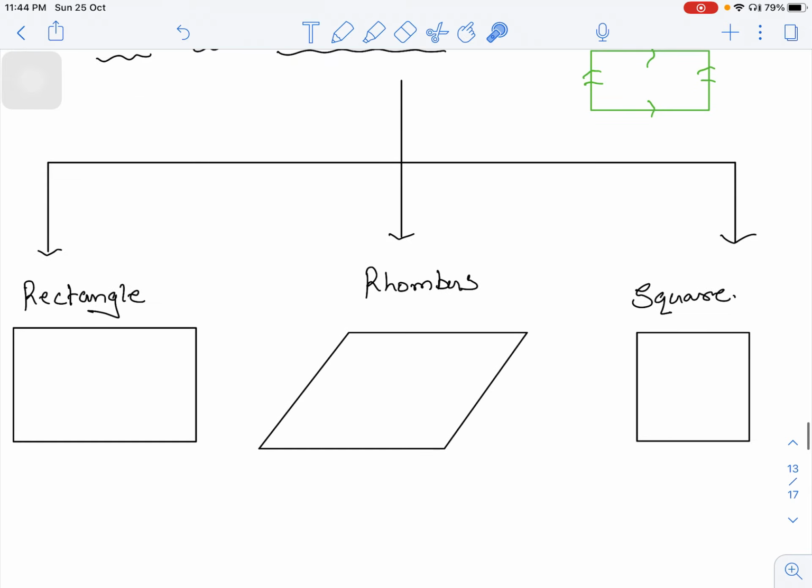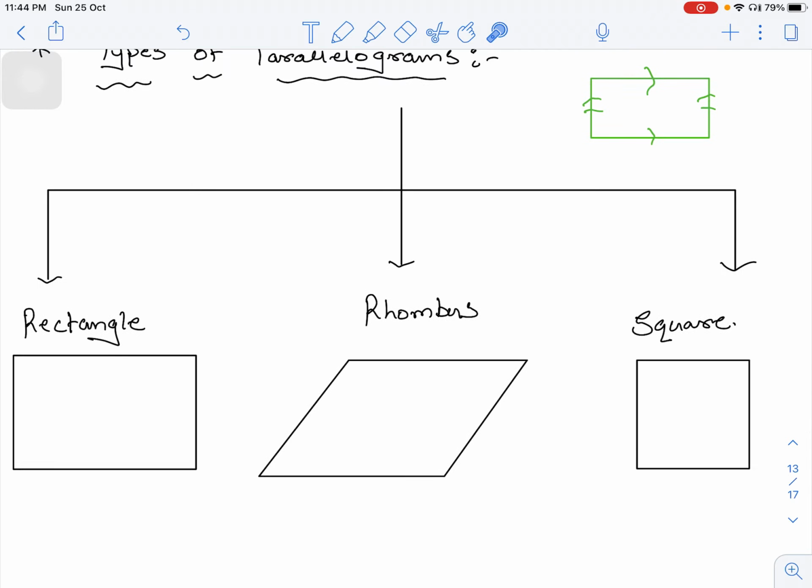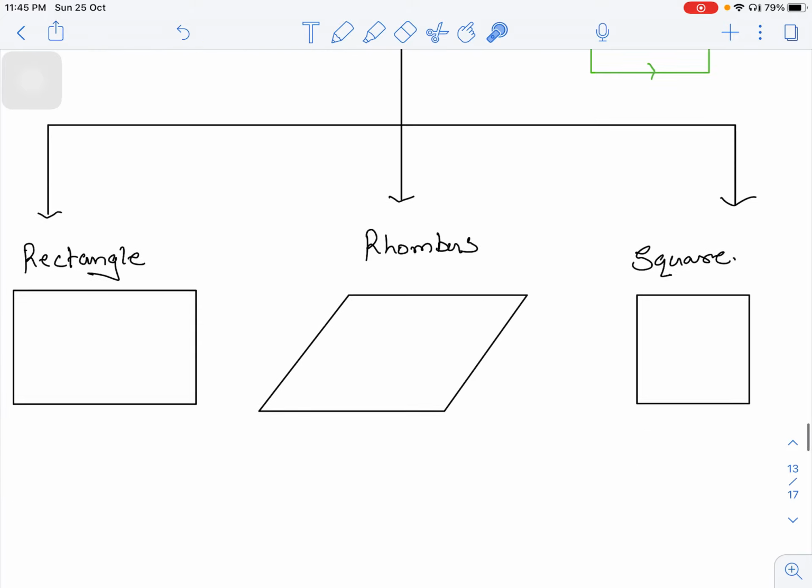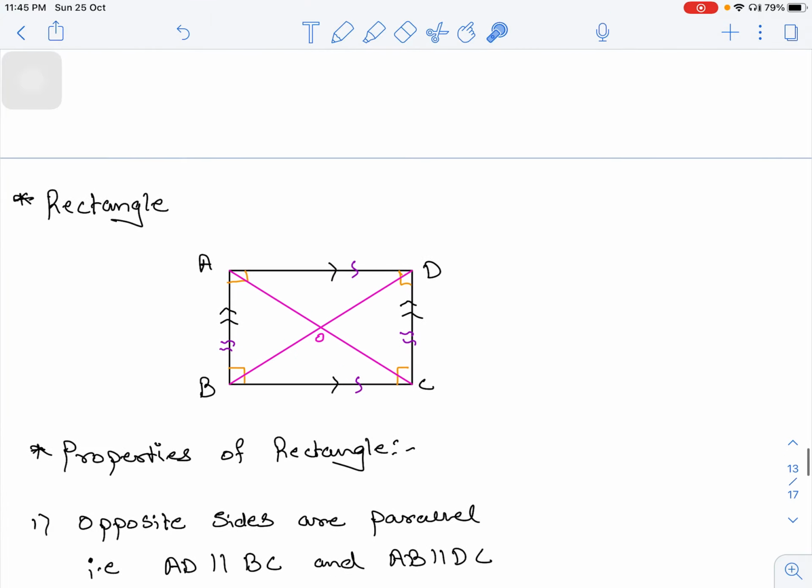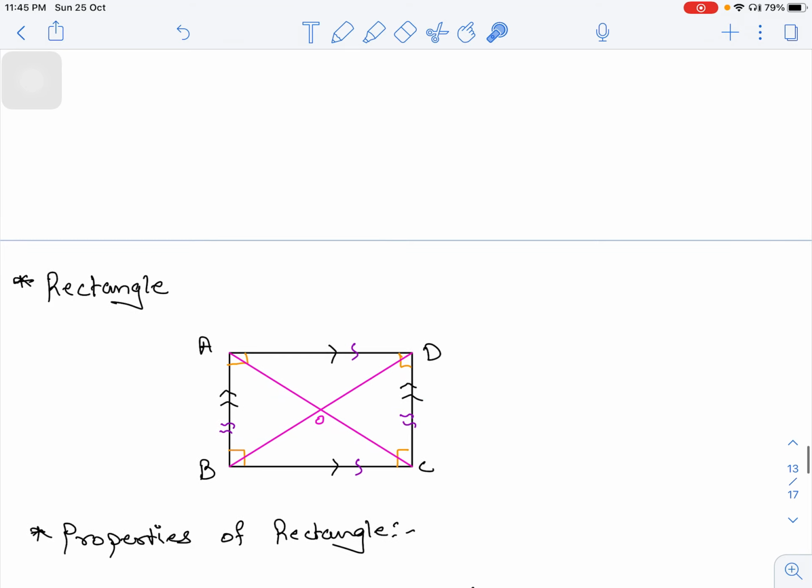Now this parallelogram can be further divided into three types. The first one is known as a rectangle, the second one is a rhombus, and the third one is a square. So let us learn one by one the properties of each of these types of parallelograms. Today we are going to learn first the properties of a rectangle.